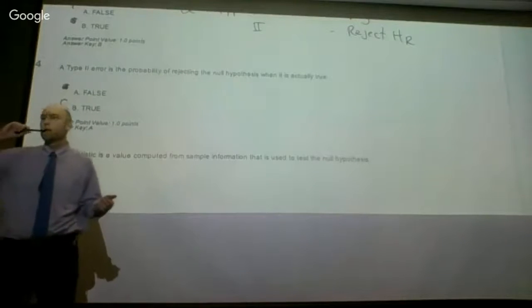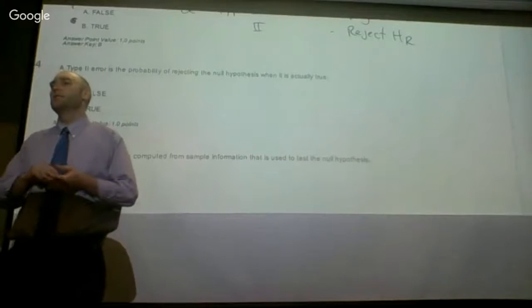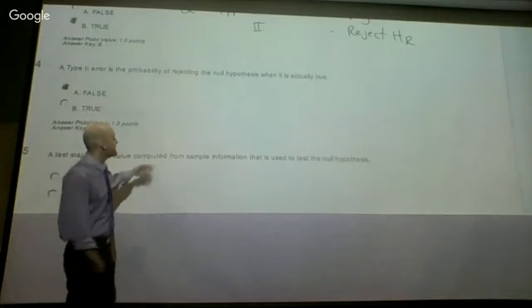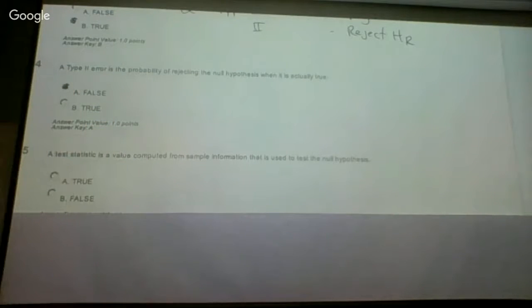Sorry? Critical value comes from the table. Test statistics come from the formula. Thank you, Katie. Formula. So that's something that you would compute from sample information. The test statistic is the only thing that contains sample information.